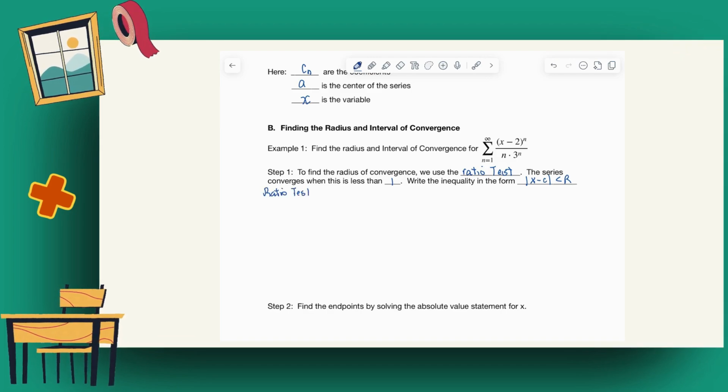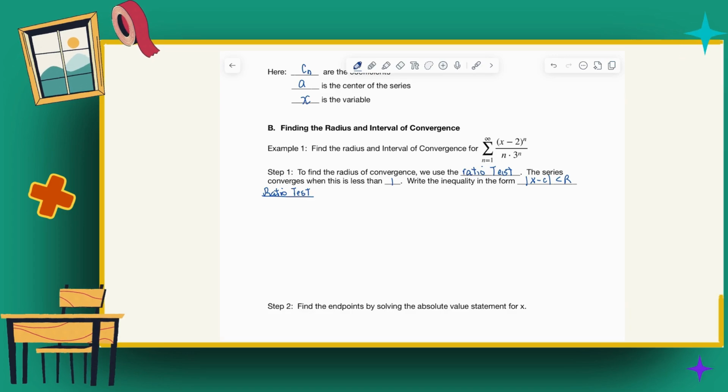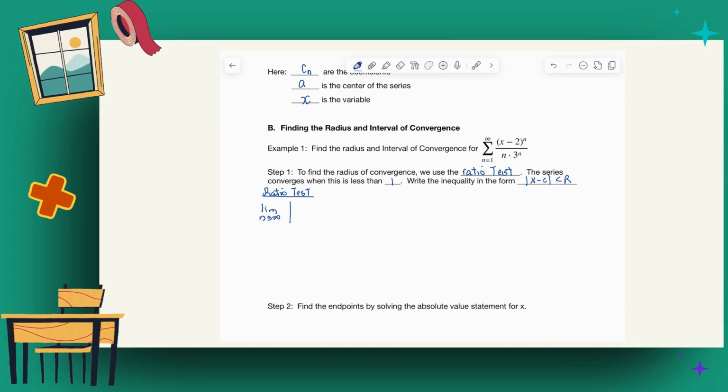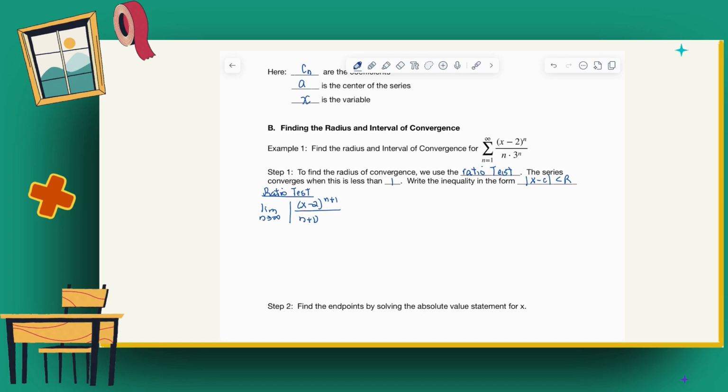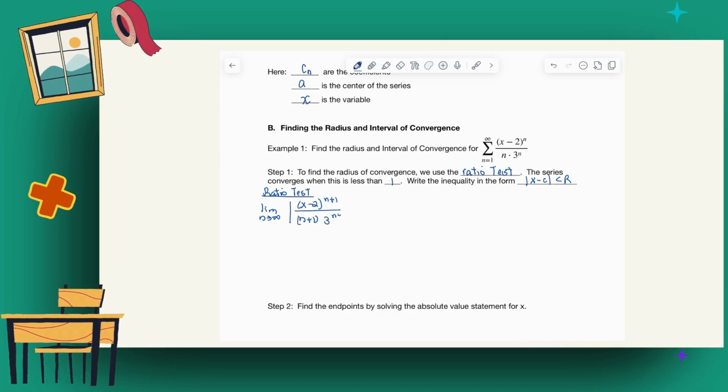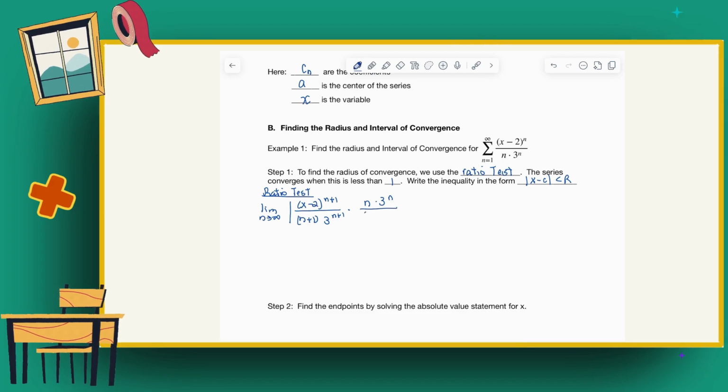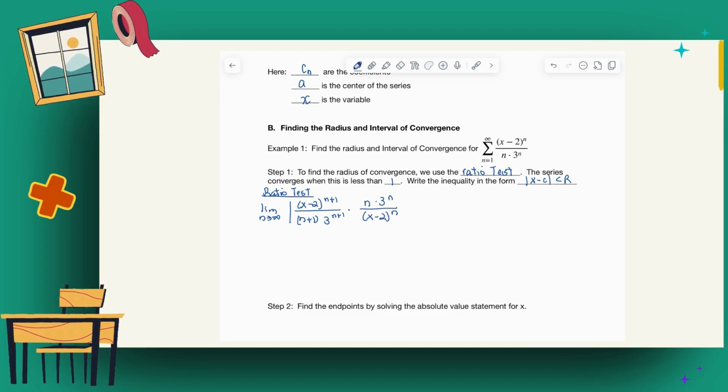Now we're going to take the limit as n goes to infinity of our power series here, increasing n by 1. So that's going to be (x minus 2) raised to the n plus 1 power over (n plus 1) times 3 to the n plus 1 power. And then we're going to divide by our power series, or multiply by the reciprocal of our power series. Now let's simplify this down.